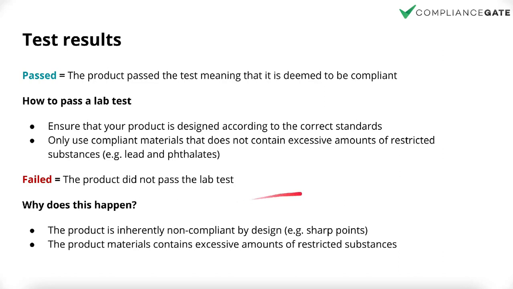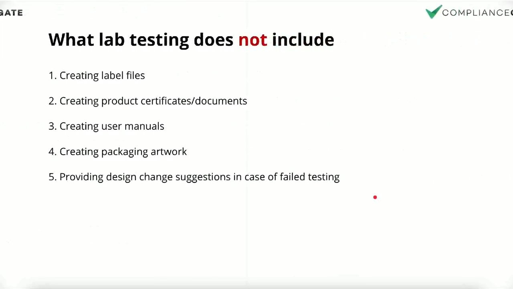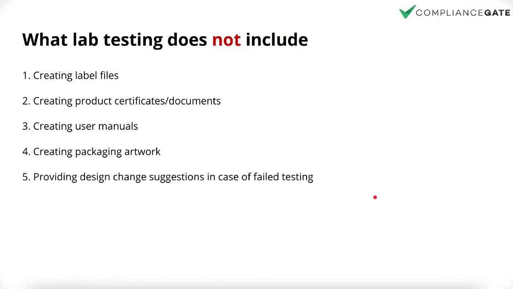Or it's because the materials contain excessive amounts of certain substances. So these are the two main examples of why they fail. So it ultimately comes down to design and materials. This is what compliance is ultimately about on a product level. Okay.